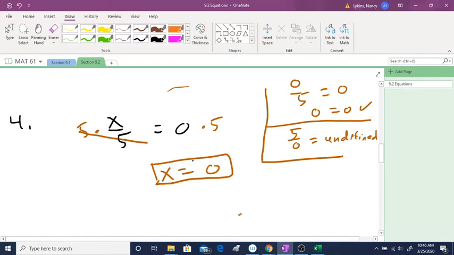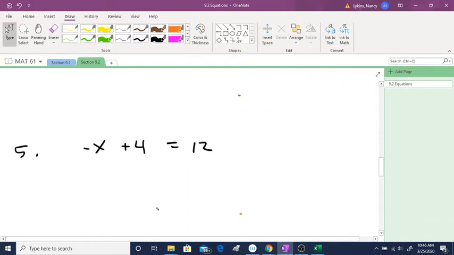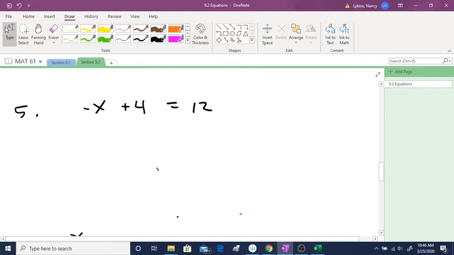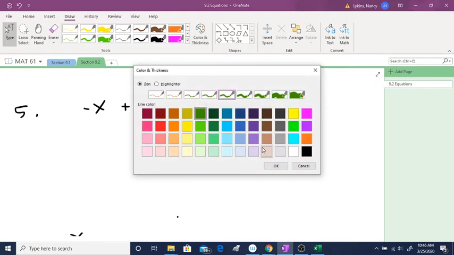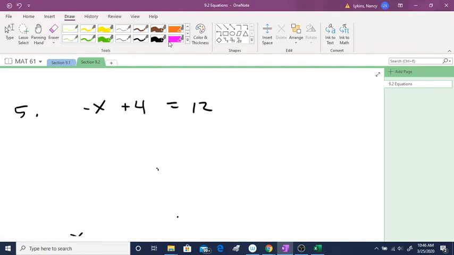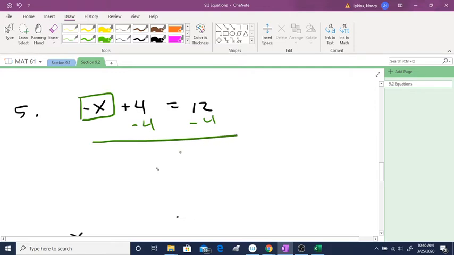Okay, moving on to the next one. So now I'm looking at negative x plus 4 equals 12. What I'm going to do is put a box around this negative x, and I want to move the 4 over to the 12 by subtracting it. So subtract 4 on both sides. Now I have negative x equals 8.